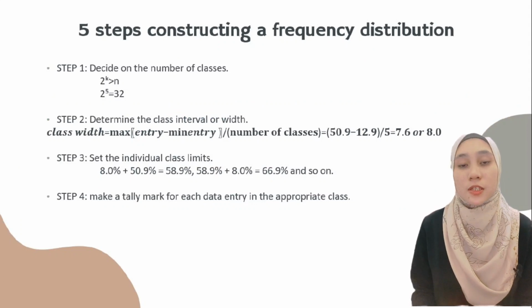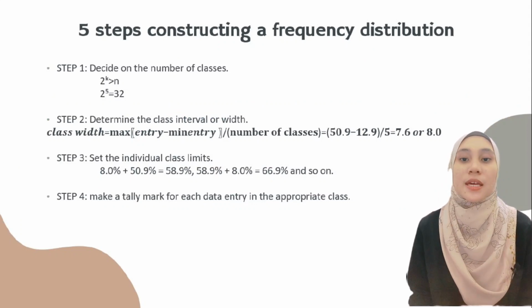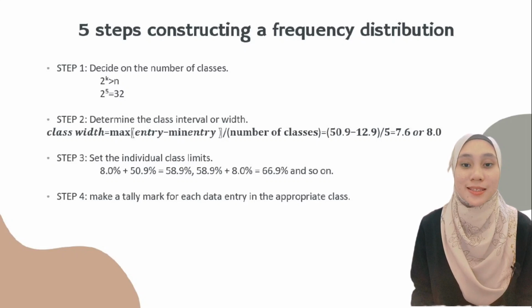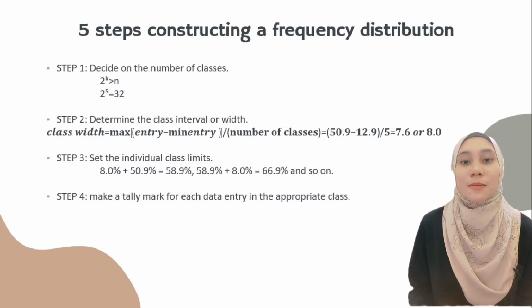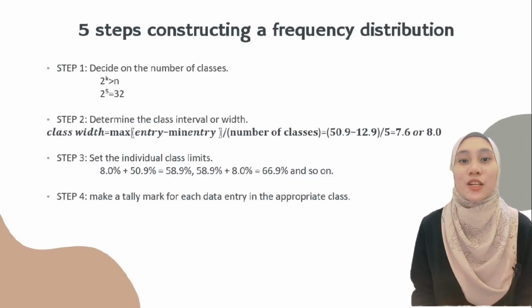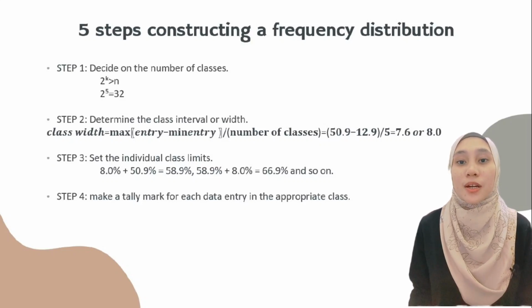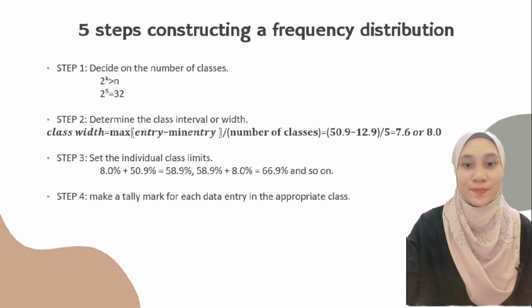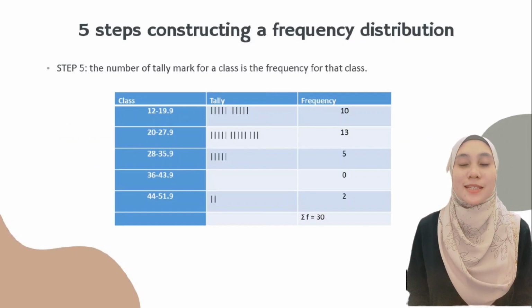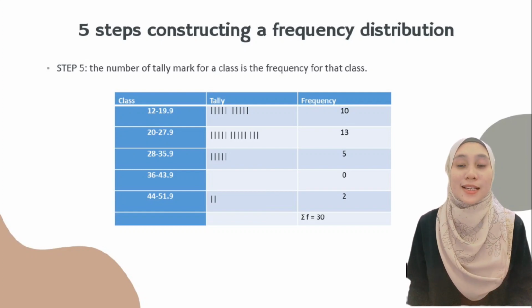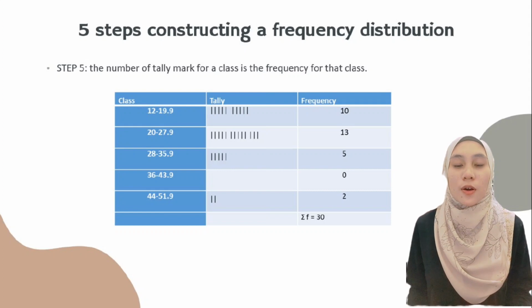According to the table of distribution, we followed 5 steps. Step number 1, decide on the number of classes. Step number 2, determine the class interval or width. Step number 3, set the individual class limits. Step number 4, make a tally mark for each data entry in the appropriate class. The last step, step number 5, is that the number of tally marks for a class is the frequency of that class.